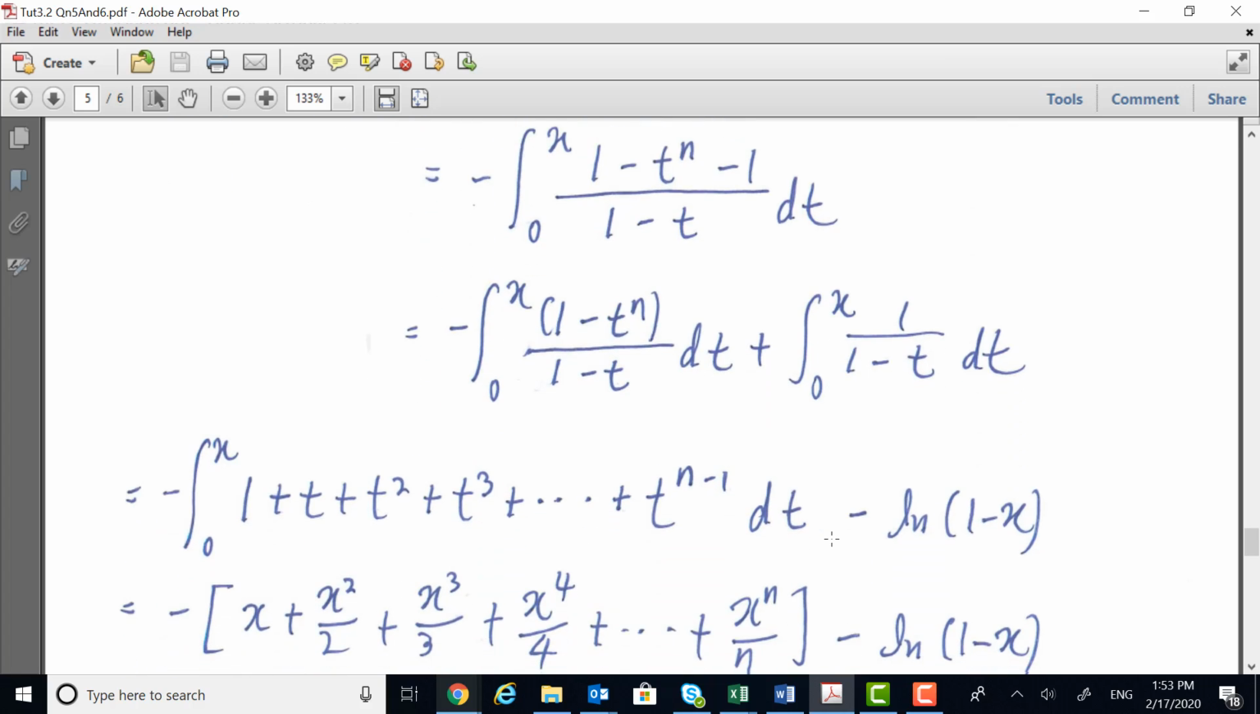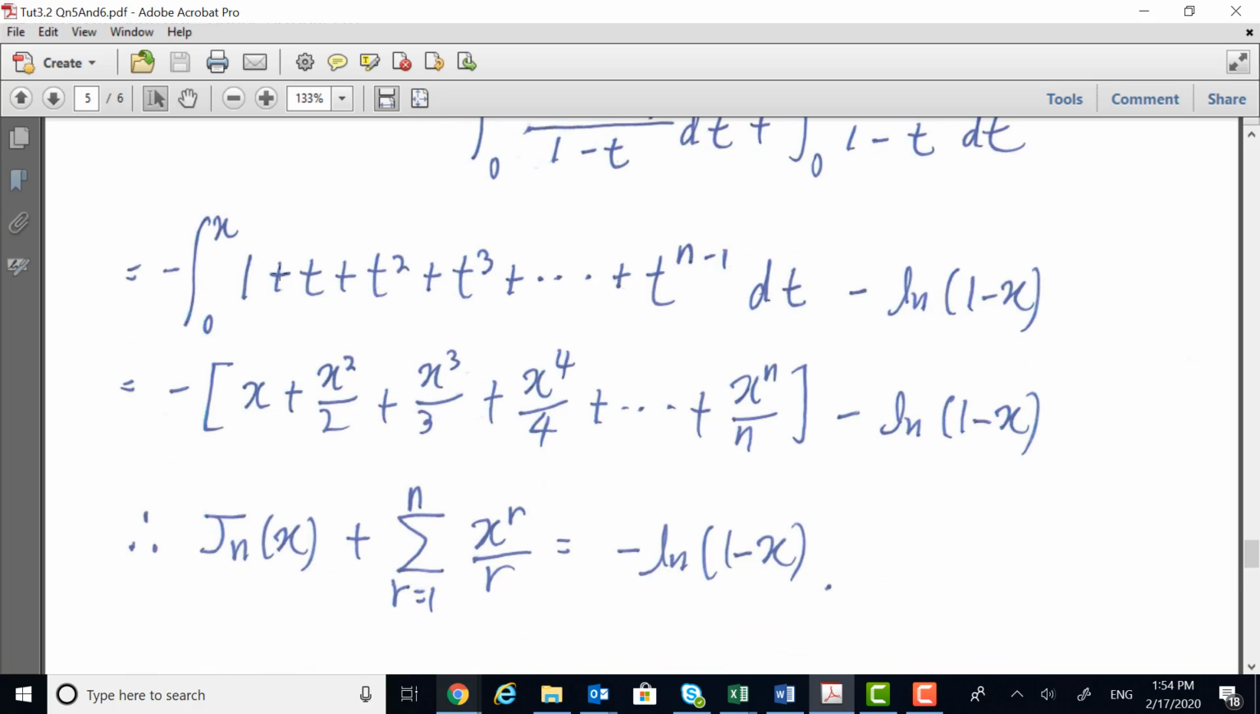And this second integration can be integrated quite easily to give you this expression. For this one, it's actually a GP: 1 plus t plus t squared until t to the power n minus 1. You can try applying the GP formula, and find that it's exactly this thing inside. Then if you integrate term by term and put in the limits, you find that you get this. So what I've proven is J_n, bringing this summation to the left hand side, J_n plus this whole chunk is equal to this. It's the same result that you got in the earlier part.